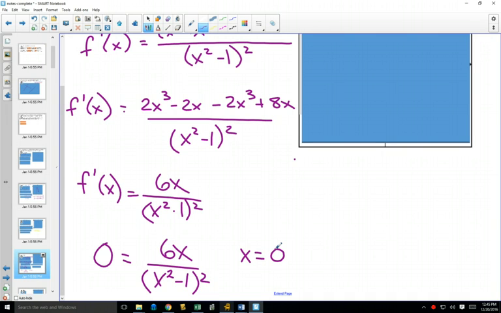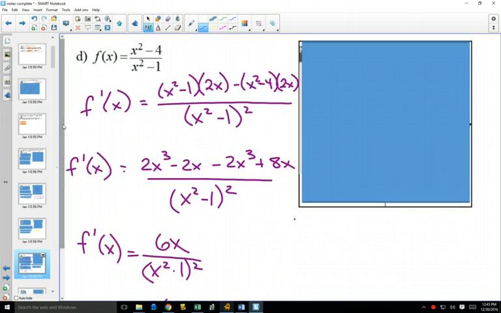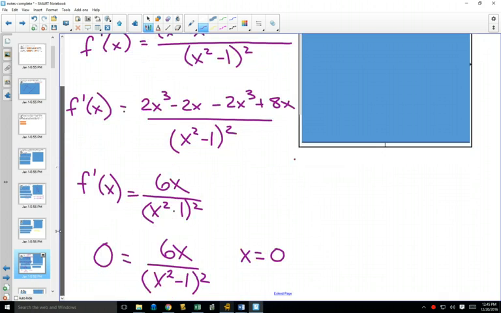So in this case, do we have any asymptotes or non-permissible values in this graph? Is there any place where you would be dividing by 0? Well, if we factored the original equation, the top would be x plus 2, x minus 2, and the bottom would be x plus 1, x minus 1. And so our non-permissible values: x can't equal 1 and x can't equal negative 1.